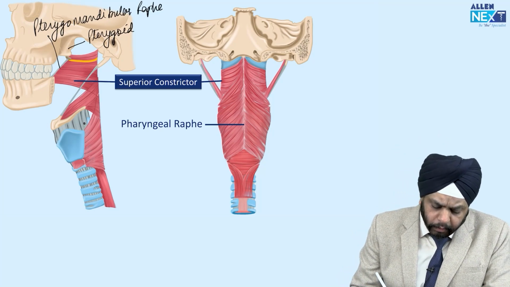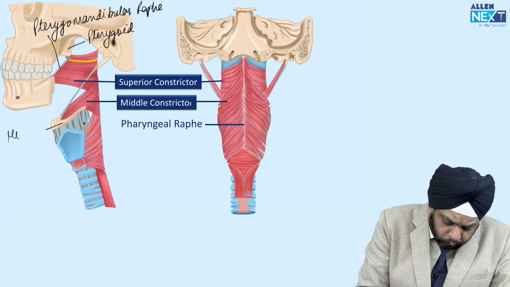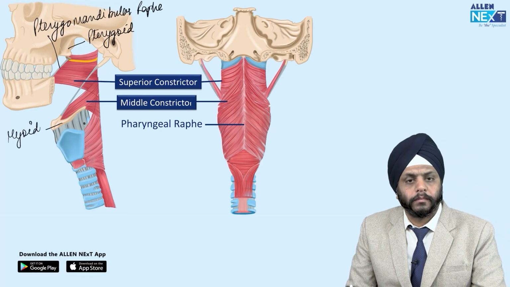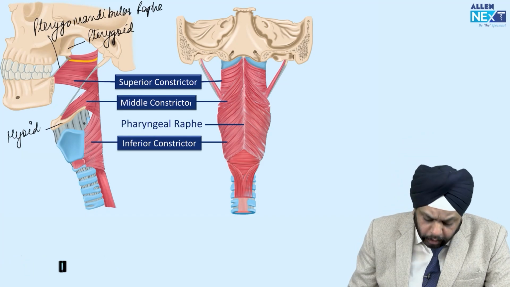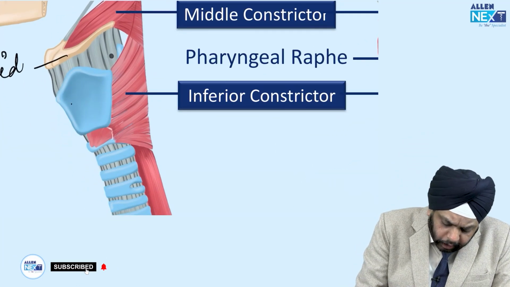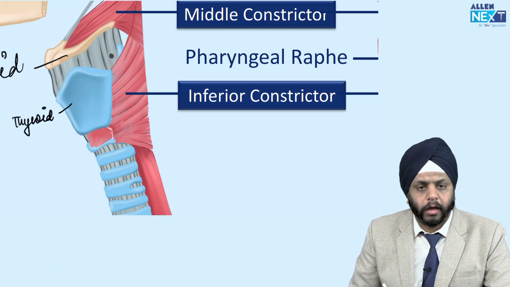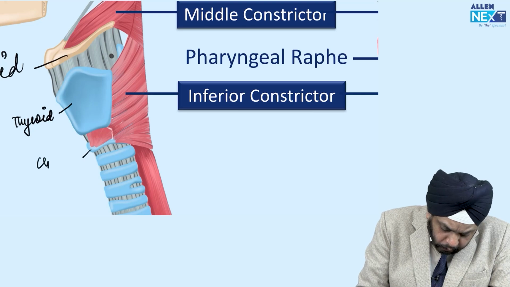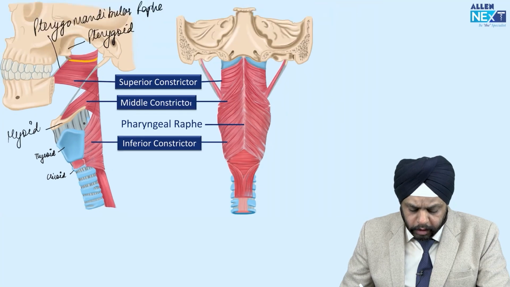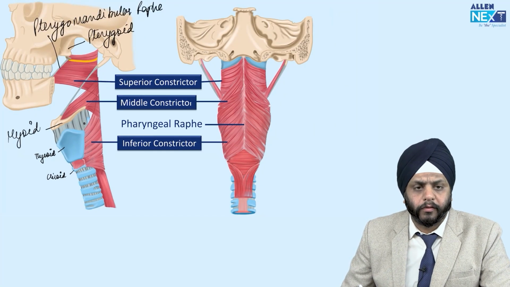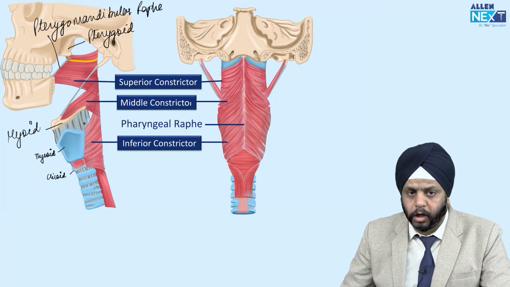Then we have the middle constrictor muscle. The middle constrictor, as you can see, is arising from the hyoid bone. Okay, and the inferior constrictor also can be seen over here. The inferior constrictor, as you see over here, is arising from the thyroid cartilage as well as from the cricoid cartilage, right? Okay, so we can see that the inferior constrictor muscle is arising from two different cartilages, thyroid and cricoid cartilage.